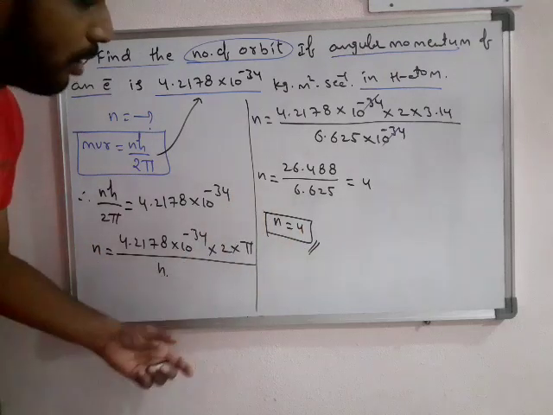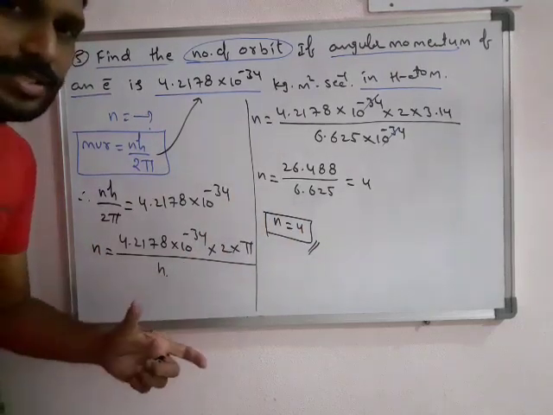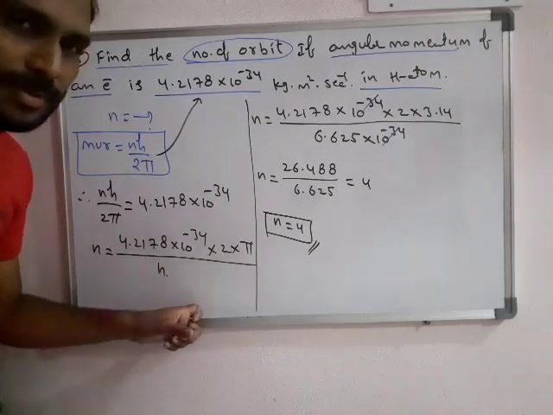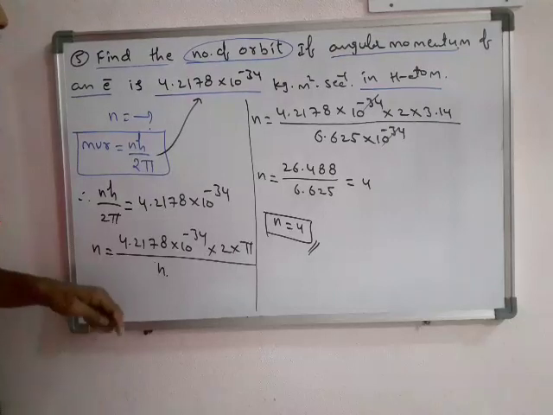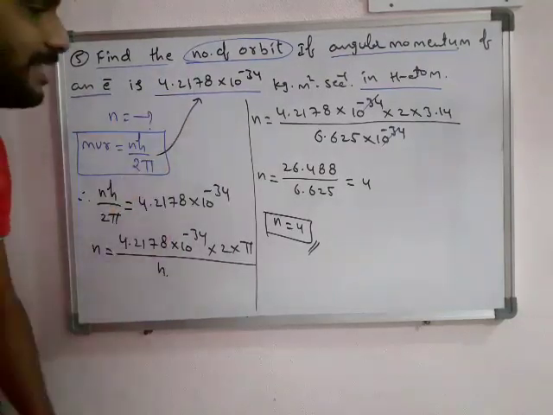Just in the previous problem, we calculated the number of orbit based on radius. In this problem, with the help of angular momentum, we calculated the number of orbit.